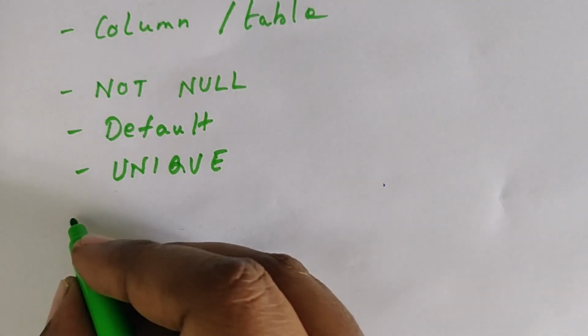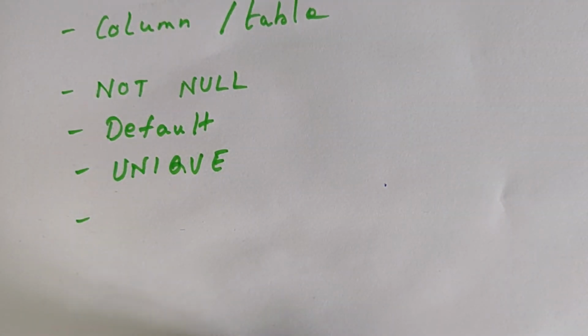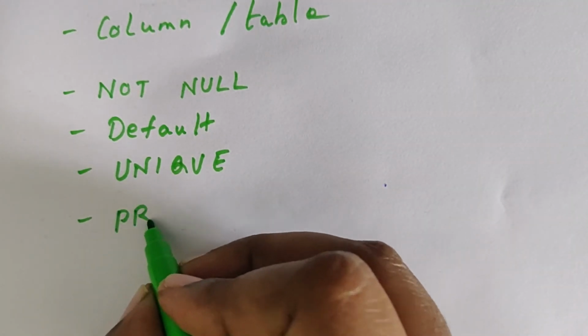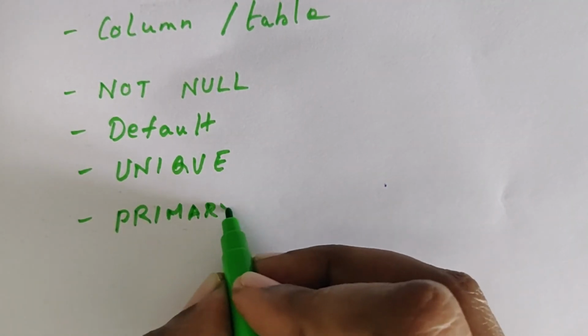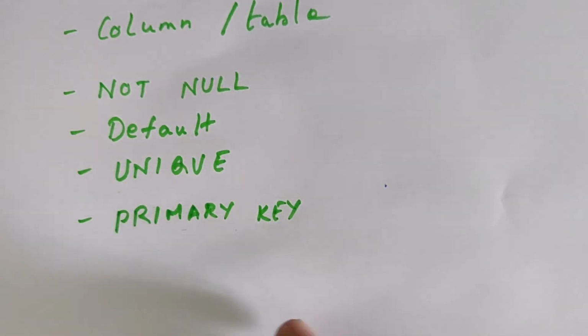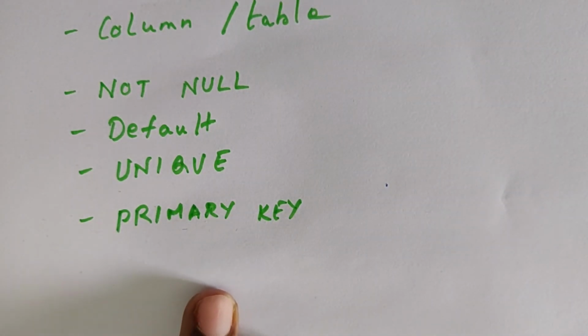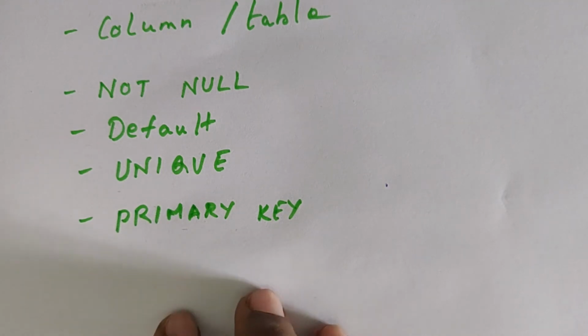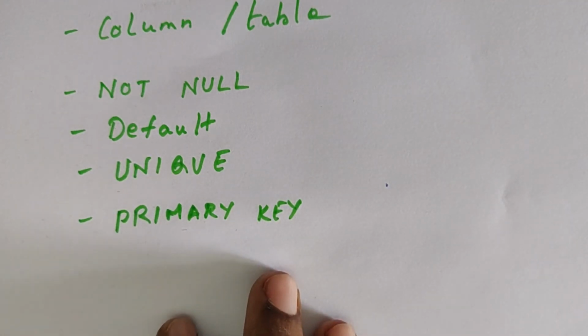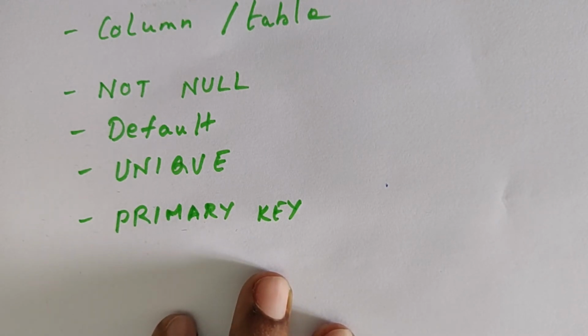And the fourth one is the PRIMARY KEY. By using this primary key, we will have multiple records in a table. Records means multiple rows of data in any database table. But you want to identify any one particular record as very unique, so we use the primary key to identify those kinds of records.